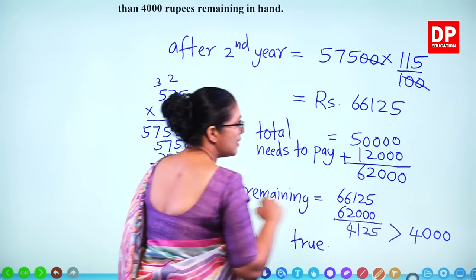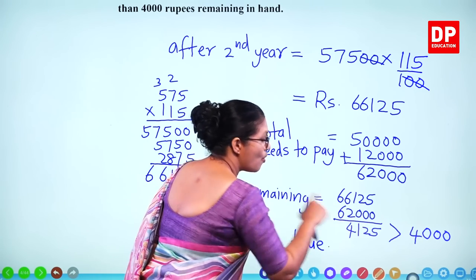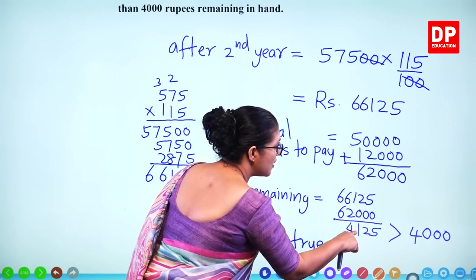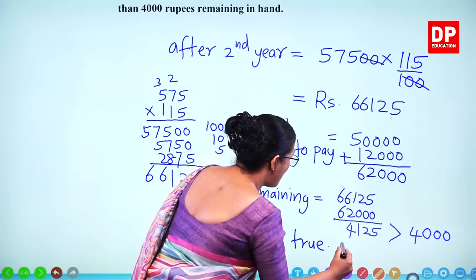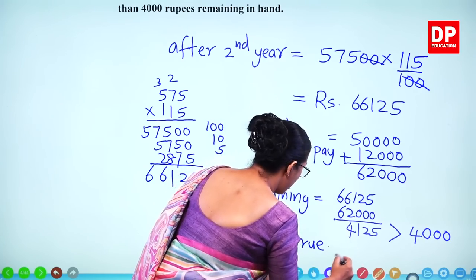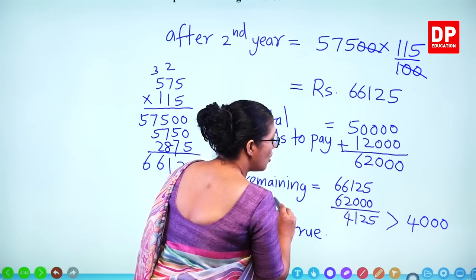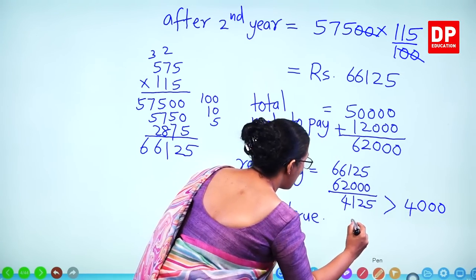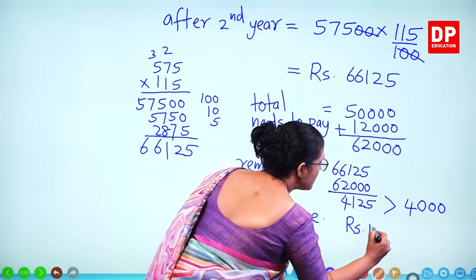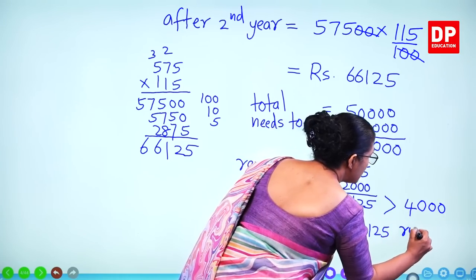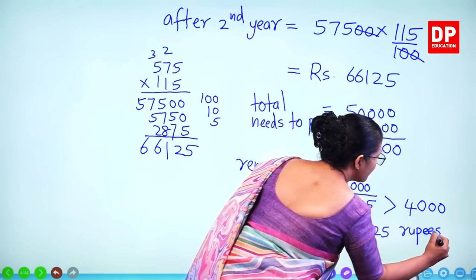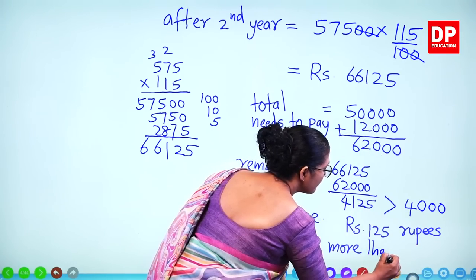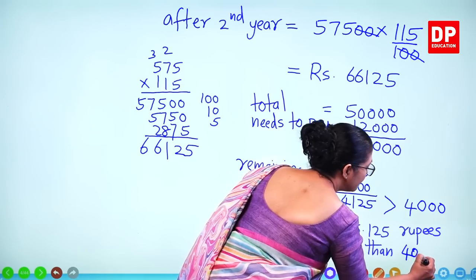What's the amount more from 4,125 rupees more? So you can write that also, more than 4,000, but how much? 125 rupees more than 4,000.